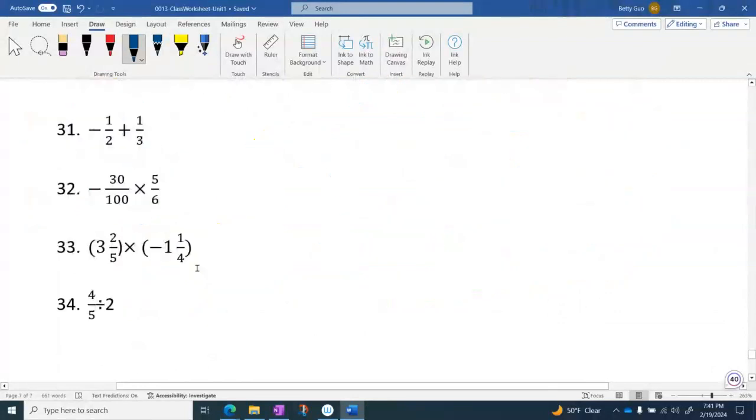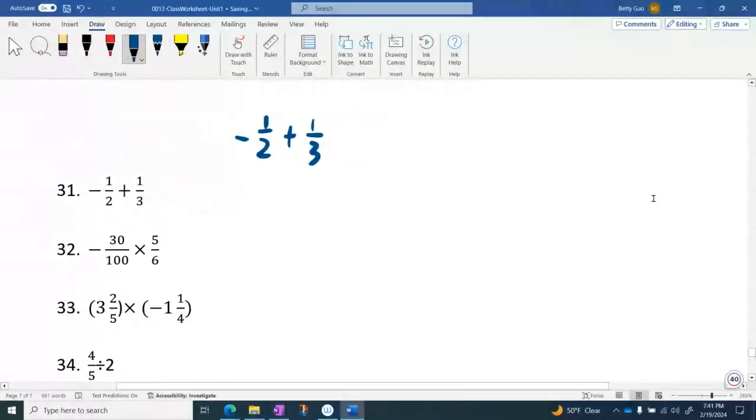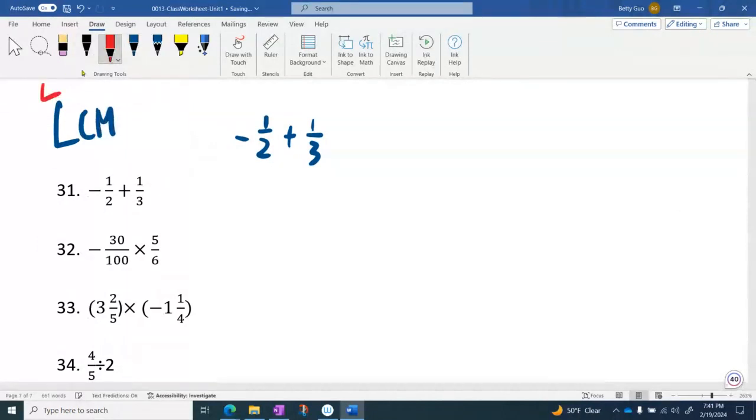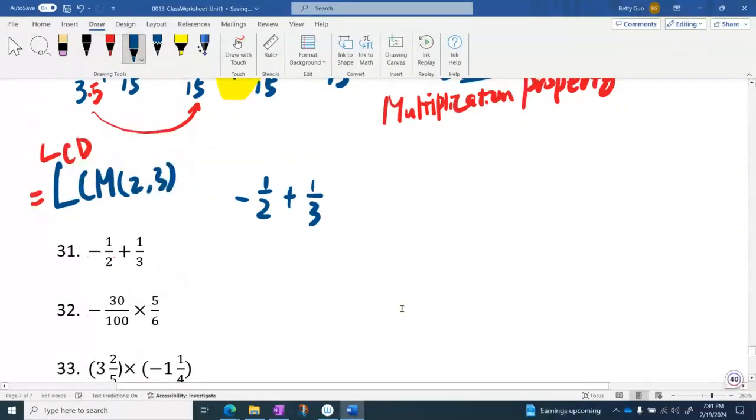Next question, we have a negative 1 over 2 plus 1 over 3. Those two fractions do not have the common denominator. So we need to find their least common denominator. Their least common denominator, LCD, is the least common multiple of the two denominators. Anybody can tell me what's the LCM of 2 and 3?